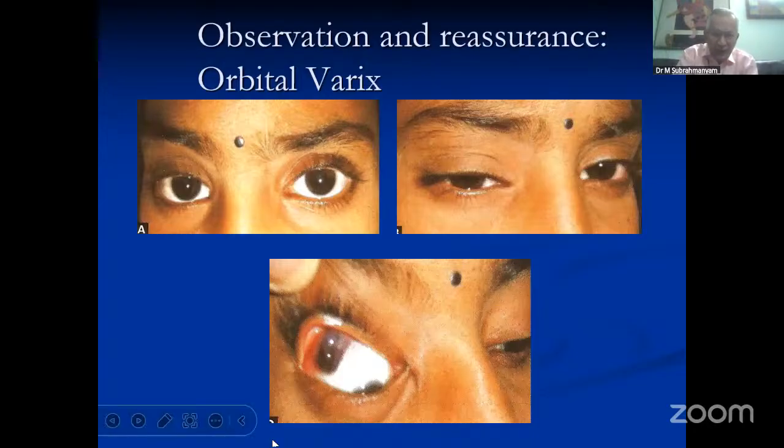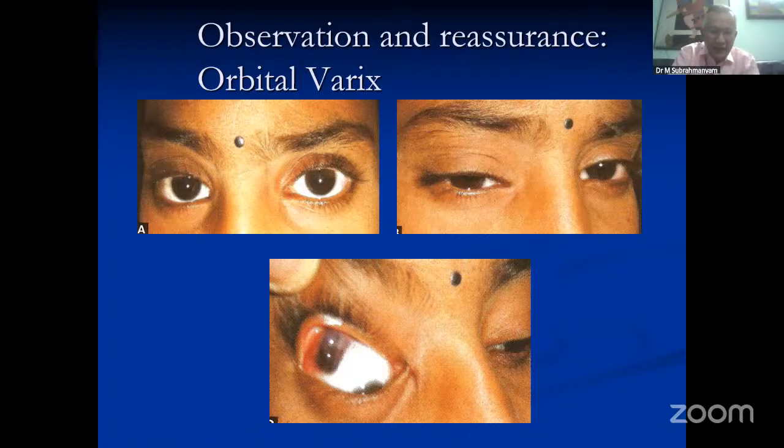Observation and reassurance. So this is a typical case of minimal, what do you see here? Shallowness in the left eye with a minimal ptosis, and the eye is a bit shrunken. And on Valsalva maneuver, what has happened? It has become more proptosed, and there is a fullness, and on everting the lid, you can see the vascular mass. This is typical of orbital varix.